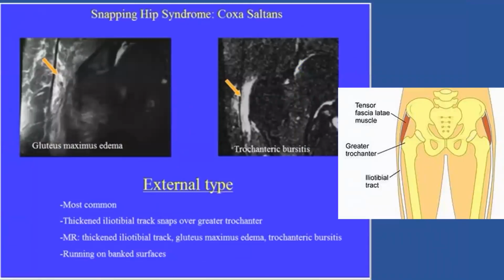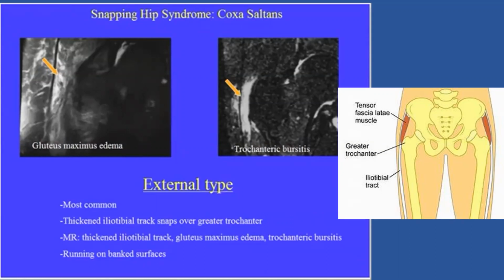This is the iliotibial band. As it passes near or in line with the greater trochanter, it rubs on it. There is a bursa over there which becomes inflamed, and this gives you the clicking, the snapping sign. If there's pain, it's secondary to inflammation of the bursa.